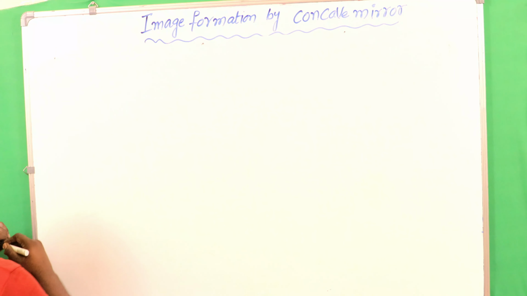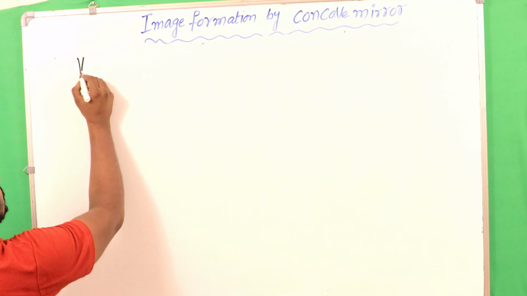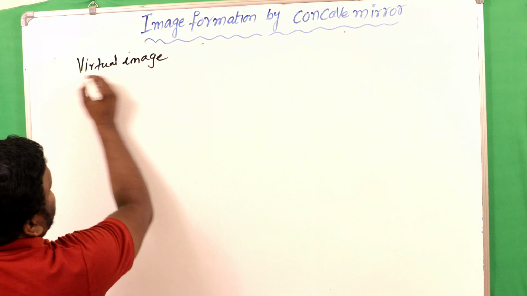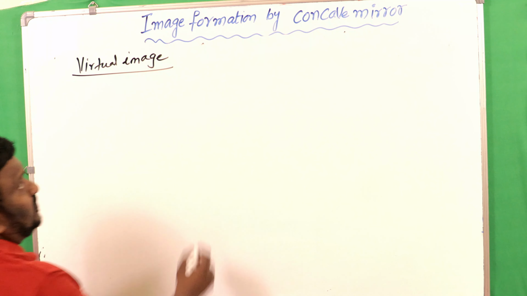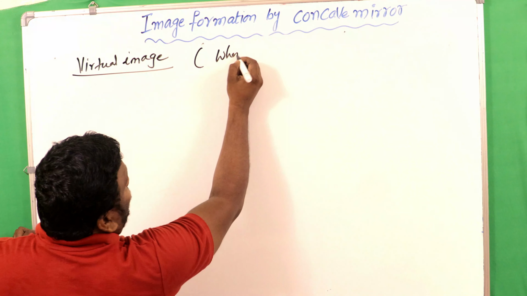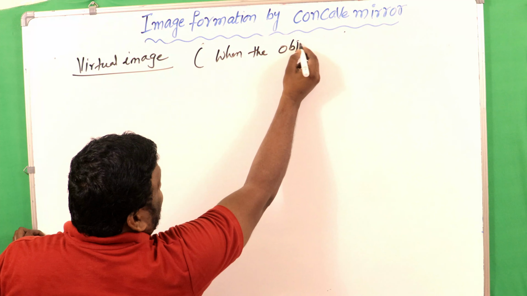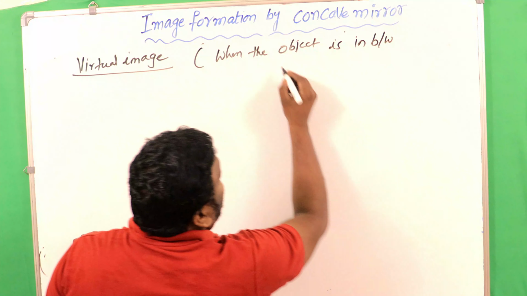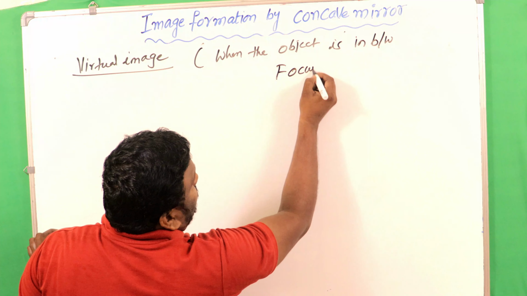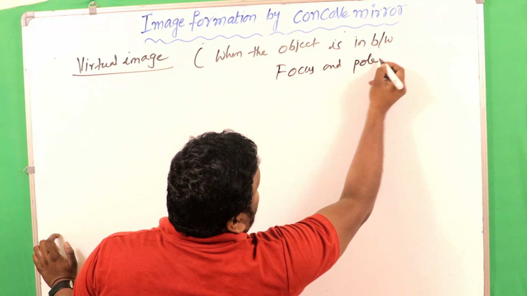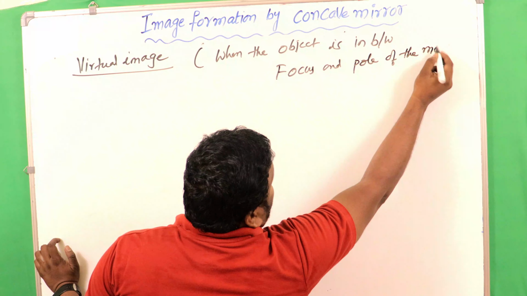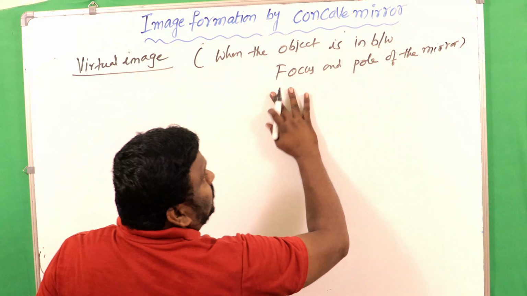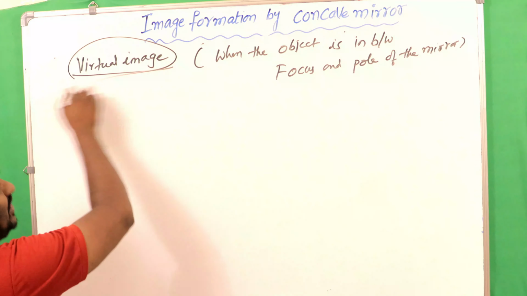So this is a very important and special case. A virtual image can be formed by the concave mirror. When is it possible? When the object is in between the focus and the pole of the mirror. So this is the special case of the concave mirror. When the object is in between the focus and pole of the mirror, we will get a virtual image.